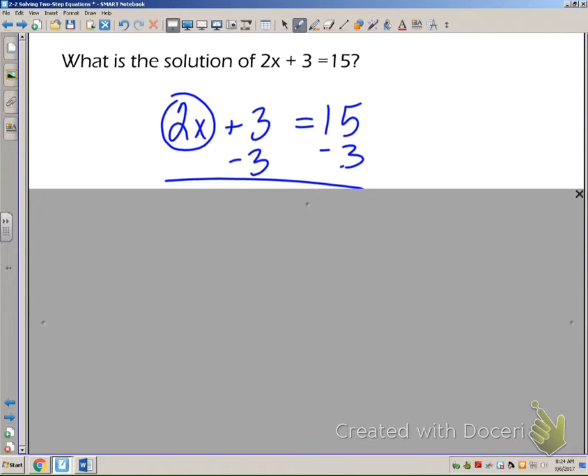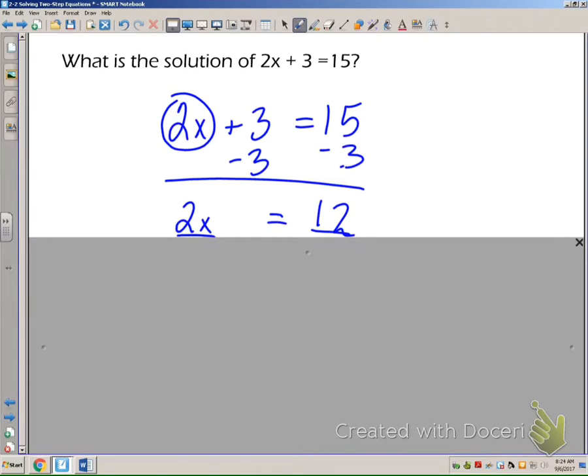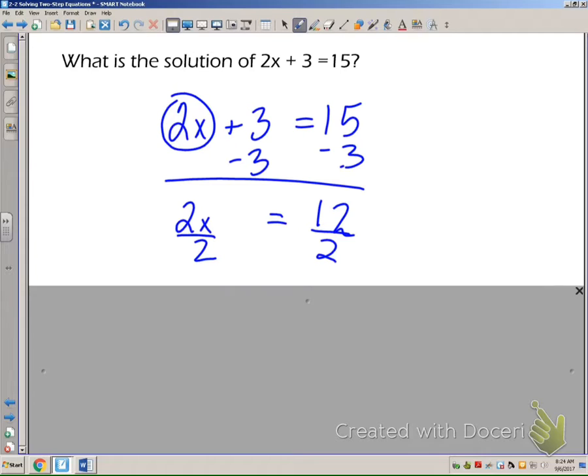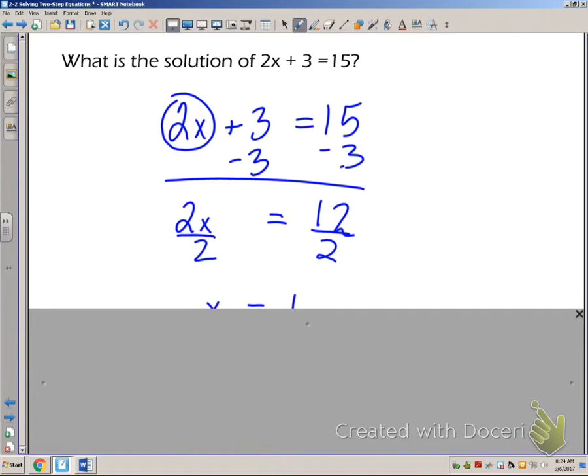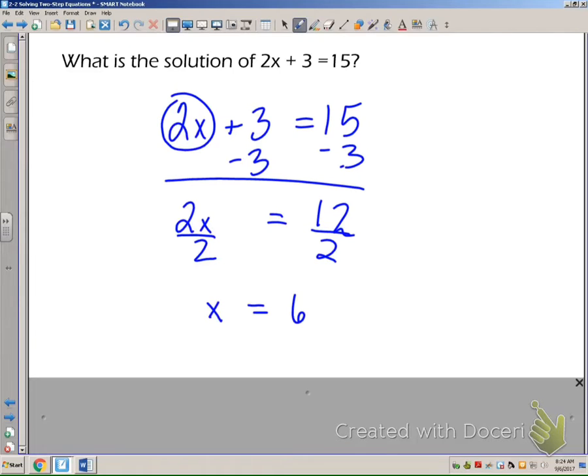3 take away 3 we know is 0, so I didn't write it. We don't need to write it. So I have 2x is equal to 15 minus 3, which was 12. At this point, I need to isolate my variable. To get that x by itself, I'm going to use the division property of equality. If I divide this side by 2, I must divide the other side by 2. 2 divided by 2 is 1. 1 times x is just x. 12 divided by 2 is 6. So now I have my solution: x equals 6.